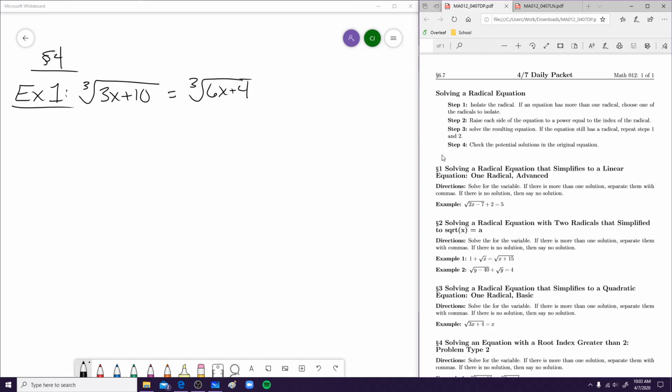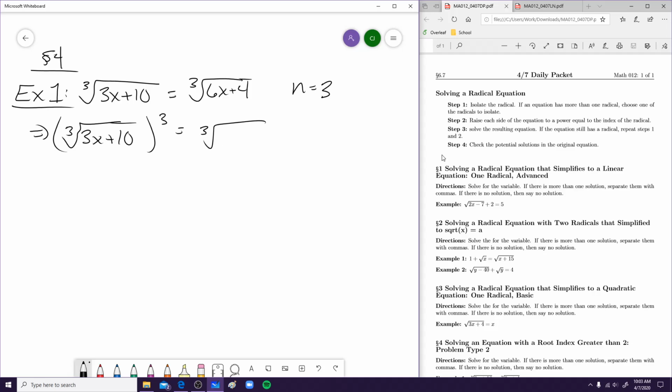We notice there's 2 radicals, and they're both isolated. So for step 2, we now want to raise each side of the equation to a power equal to the index. In this case, our index is 3. So what does that mean? Instead of squaring, like in the last sections, now we're going to cube. So the cube root of 3x plus 10, we're going to raise that to the third power, and we're going to raise the cube root of 6x plus 4 to the third power.